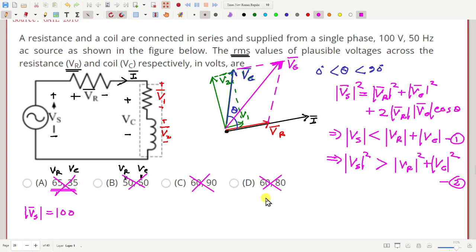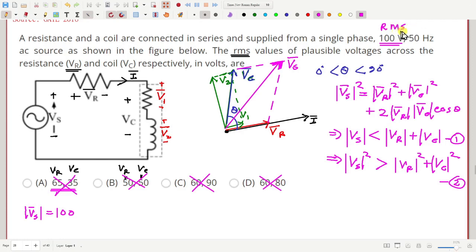Sir, Vs should be 100 by root 2, no? That is the peak value, no? See, this is one convention. If it is not specified explicitly whether it is peak or RMS value, then by default it is RMS value. Here, anything specified? Supplied from a single phase 50 hertz. Since nothing is specified, this is RMS. And anyway, in this question it doesn't matter actually.